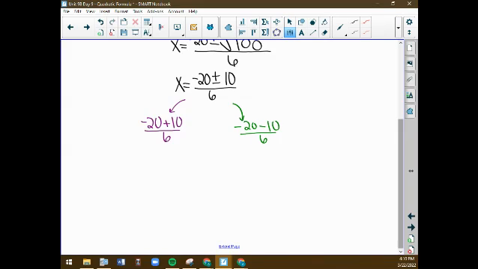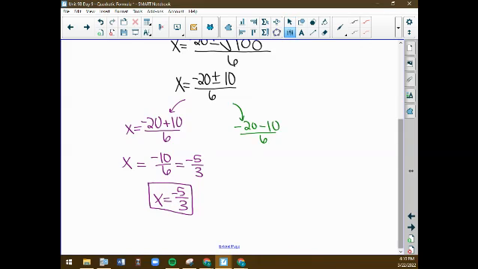In both situations, we need to reduce the fraction. So negative 20 plus 10 is negative 10 over 6. Now I can reduce. I can take a 2 out of the top and the bottom, leaving me with negative 5 over 3. So that's one value for x. So x equals negative 5 over 3 is one of my solutions.